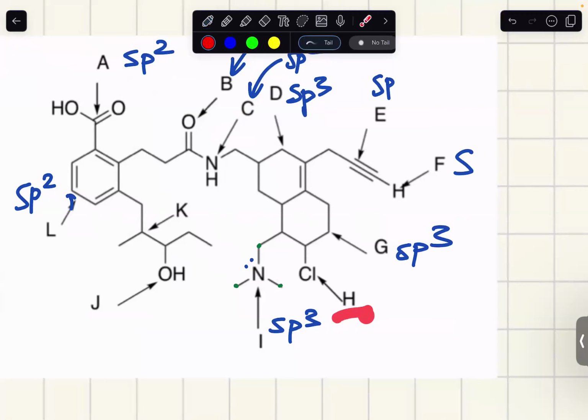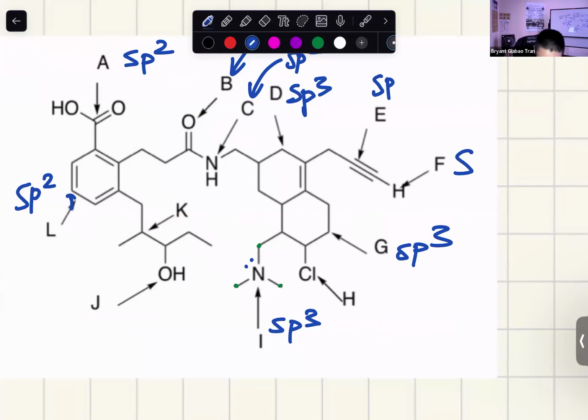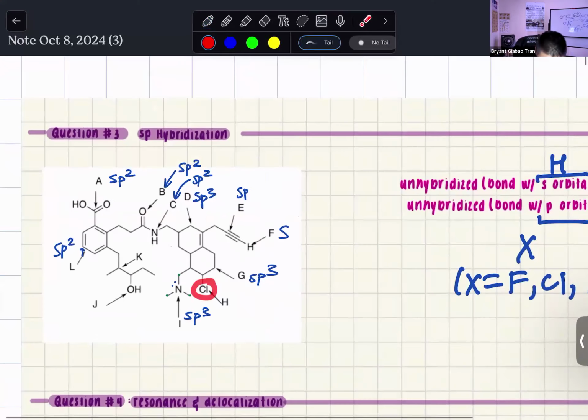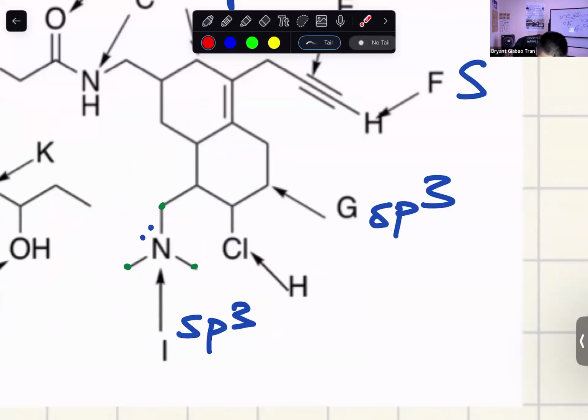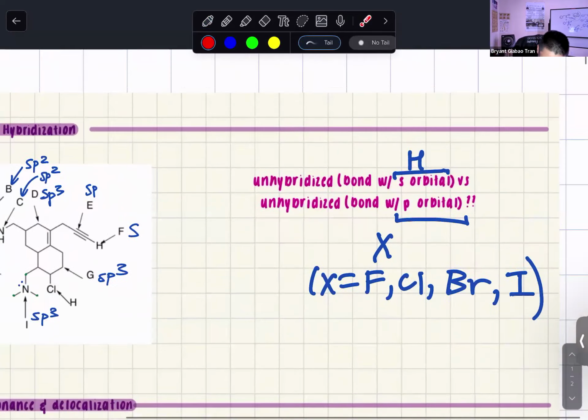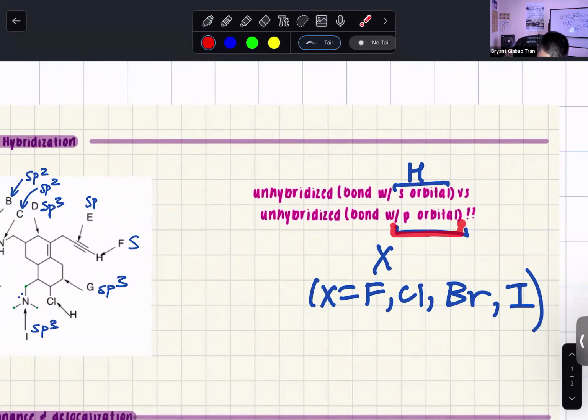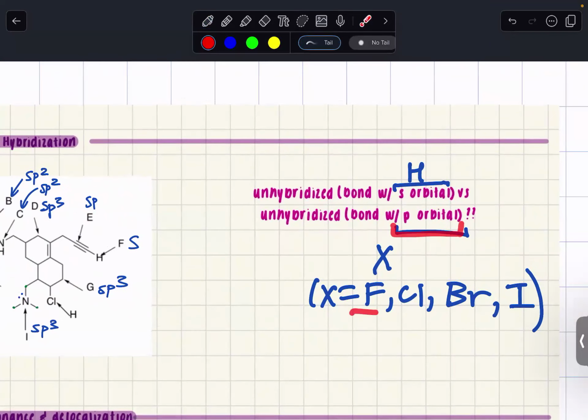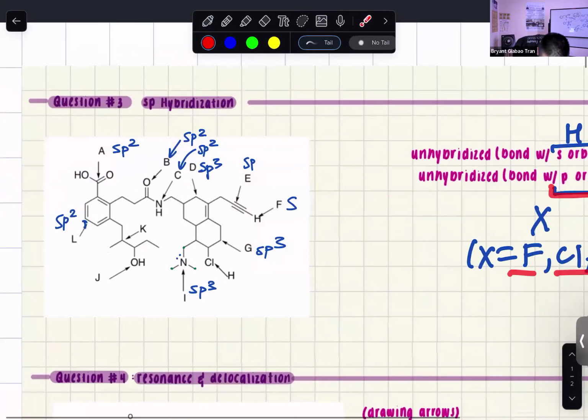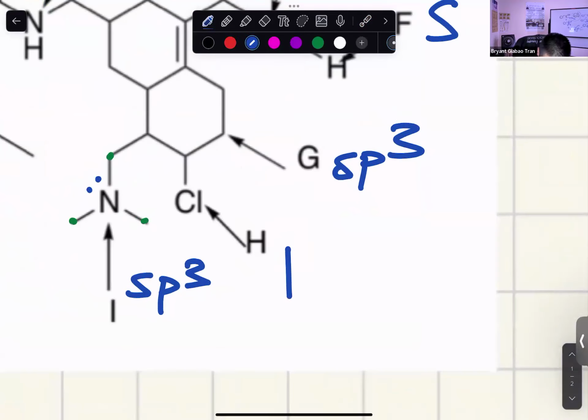That would be sp3. Yeah, so the halogen looks sp3 because there are three bonding groups, but halogens are going to be unhybridized p orbitals, like fluorine, chlorine, bromine, or iodine.